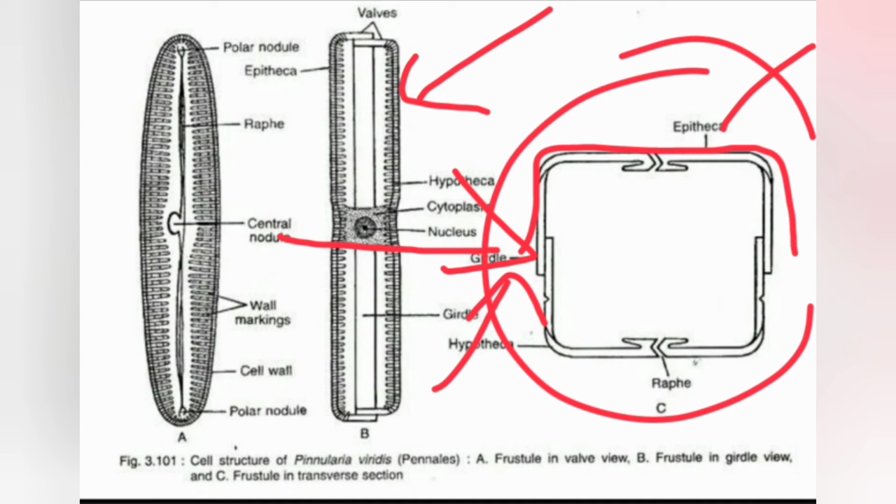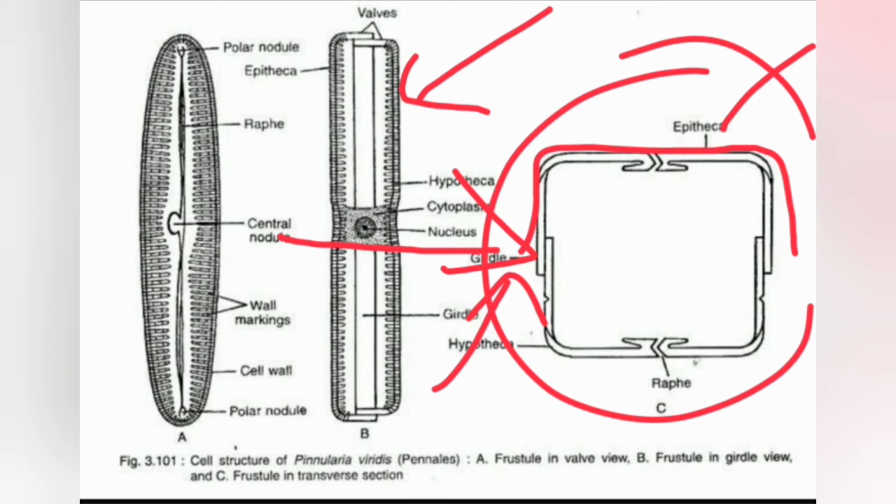Now the walls of the diatoms, all the diatoms, are composed of a pectic substance. Now what is pectin? It is a polysaccharide, that means it is made up of carbohydrate. Now this polysaccharide substance is impregnated with silica. Just remember that this pectic substance is impregnated with silica in the walls of these diatoms.